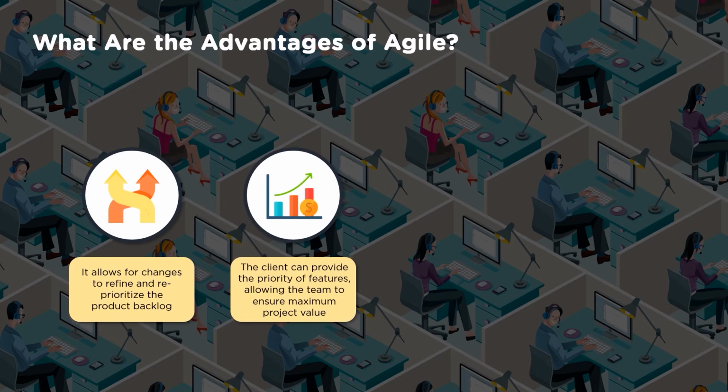The client can provide the priority of features, allowing the team to ensure maximum project value. Since it is visible what the user stories and epics are, and the order of priority we have kept, the change scenario obviously tells us: do we really need to change this? The priority of which feature has to be done first.